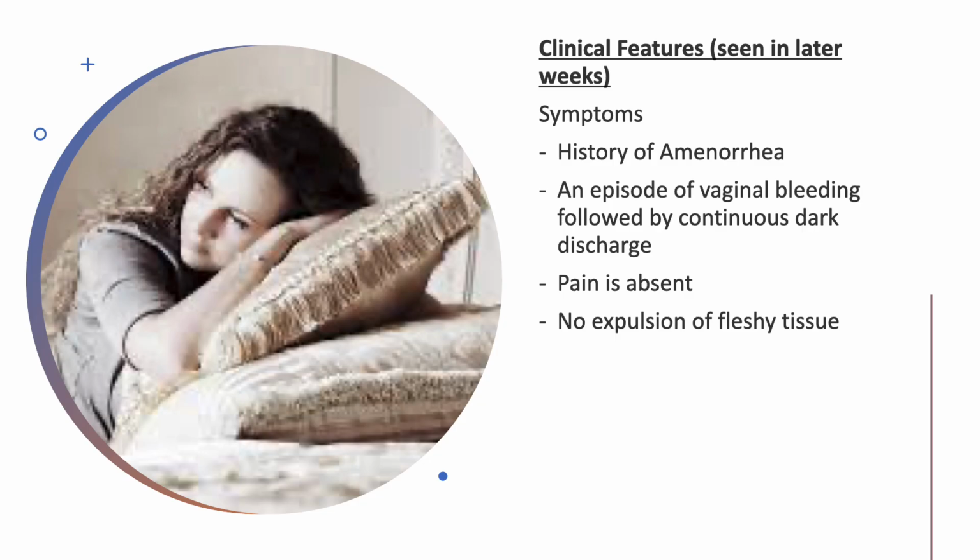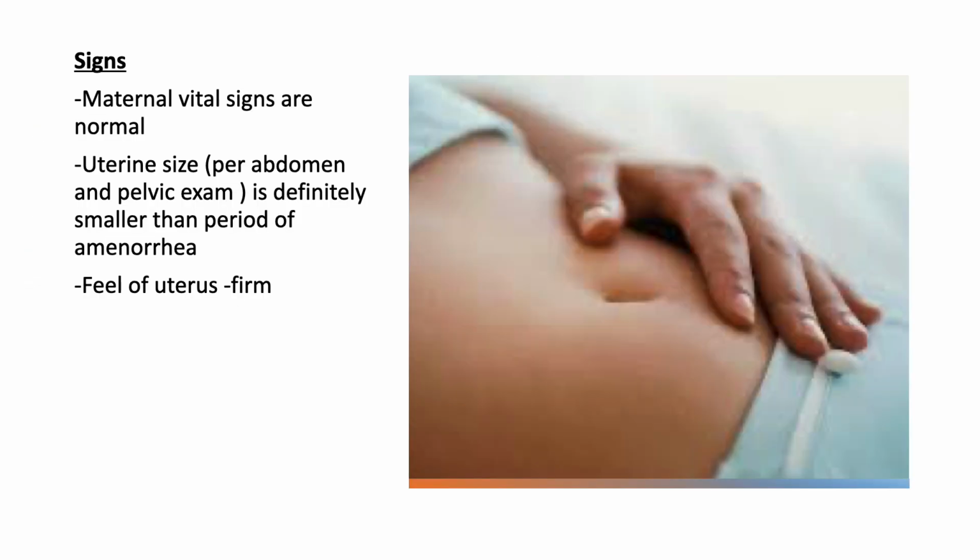Moving on to the clinical features seen in later weeks. The symptoms you can see are a history of amenorrhea, an episode of vaginal bleeding followed by a continuous dark discharge. Pain is absent, and there is no expulsion of fleshy tissue because the fetus is dead inside the womb. The signs you can see are that maternal vital signs are normal.